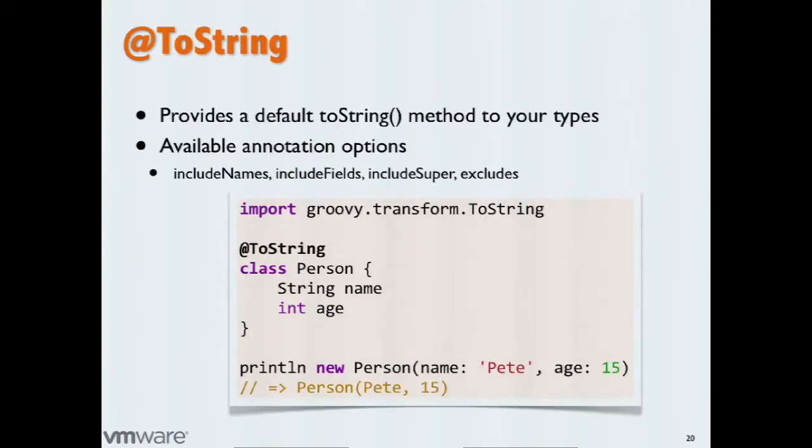Some other handy transformations, for example, if you want to generate a friendly toString method, instead of person at 61AF blah blah blah. You can also write your own toString method, obviously, but if you want a quick toString, you can just annotate your class with @ToString, and it's going to generate that.